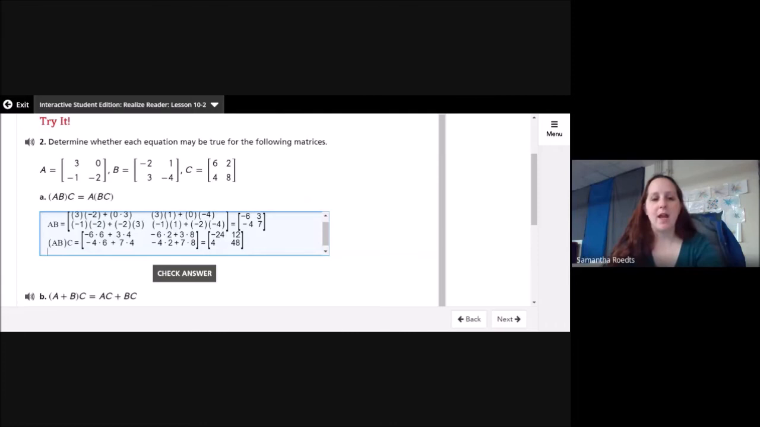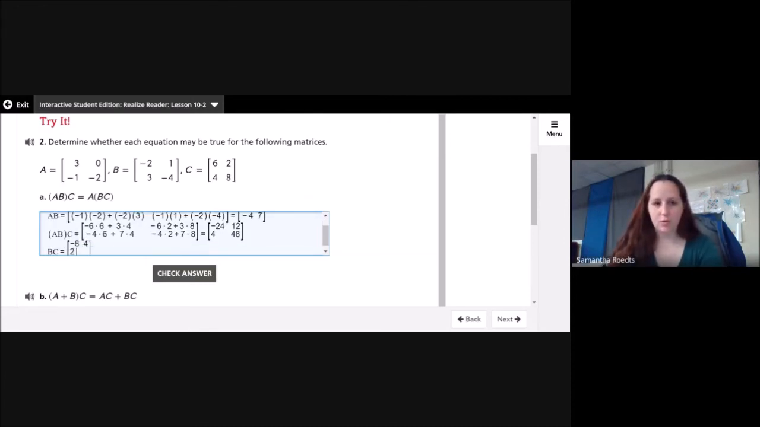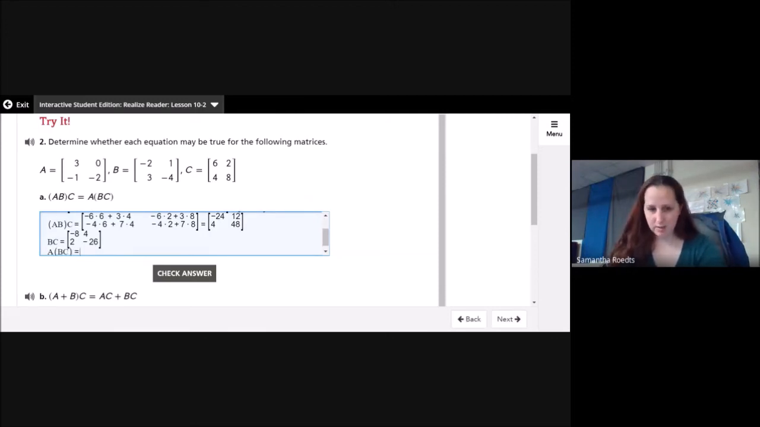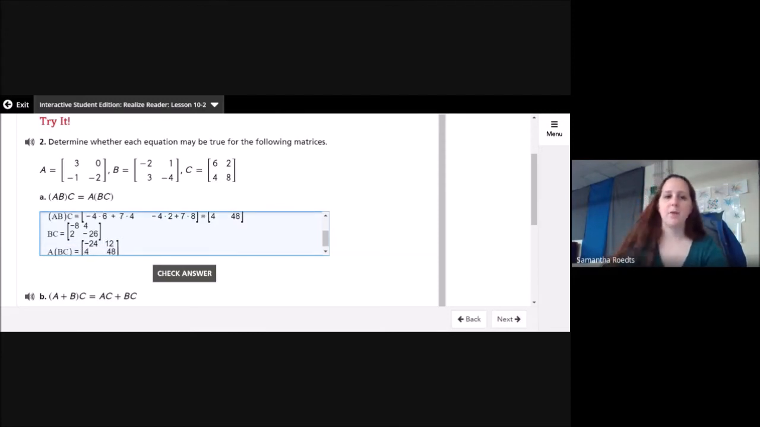Now I need to figure out A times B times C the other way. So I need to do the BC portion. When I multiply everything through, I get negative 8, 4, 2, negative 26. Then if I do A times B times C, I will get negative 24, 12, 4, 8. So in this case, they are equal to each other.